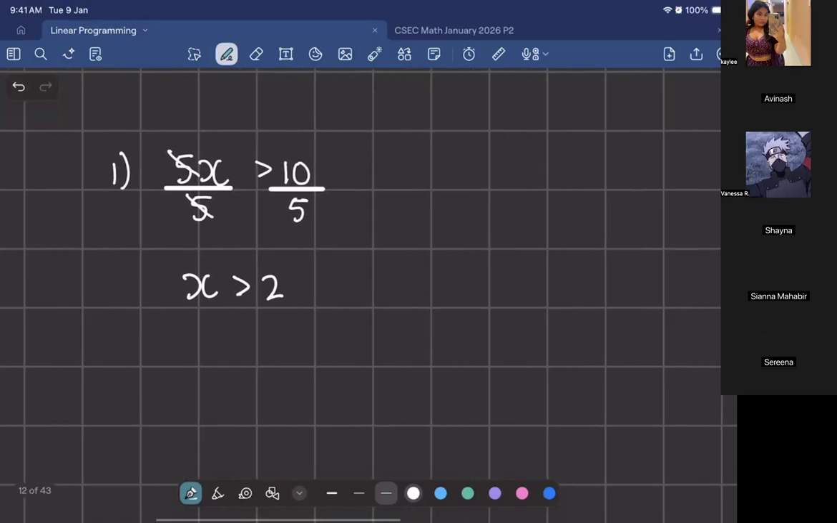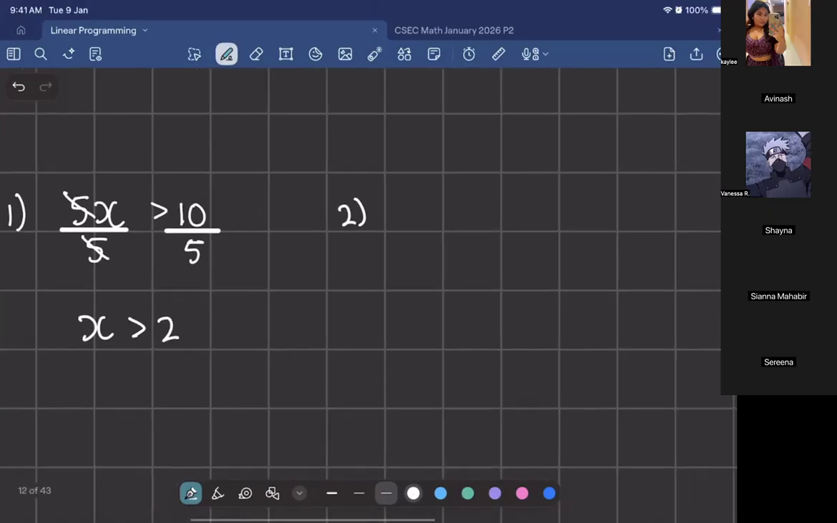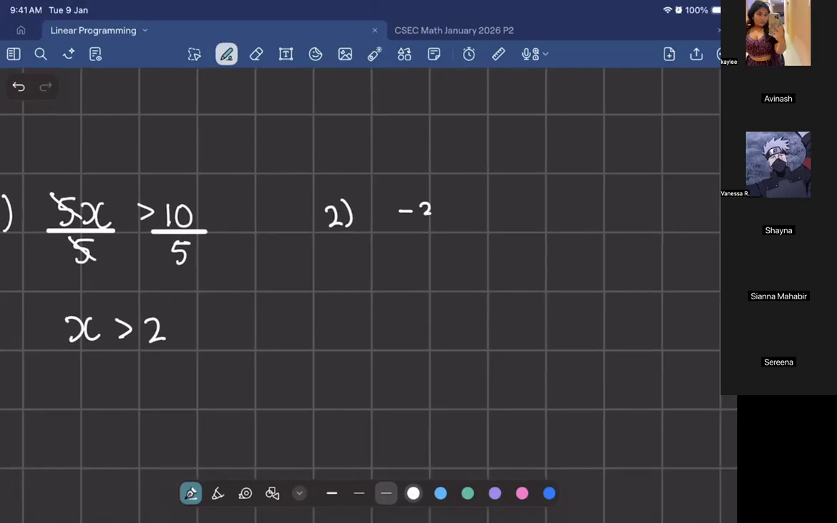Great. Let me give you our next one. Say I had something like minus 3x is less than 21. What would I do there? Divide both by -3. Yeah, that's correct. Divide both sides by minus 3. And I get x is less than -7.